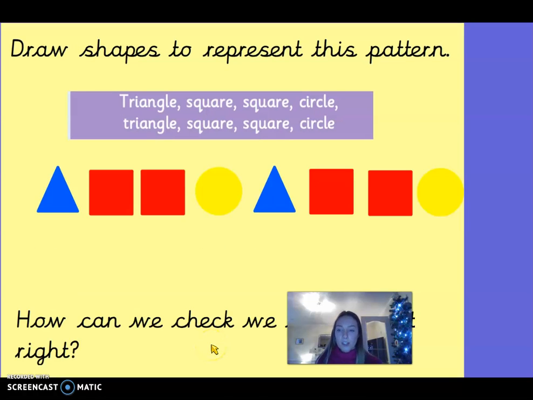Okay, so on the screen you should see the pattern. Triangle, square, square, circle. This is the repeating pattern you should have drawn on your piece of paper.